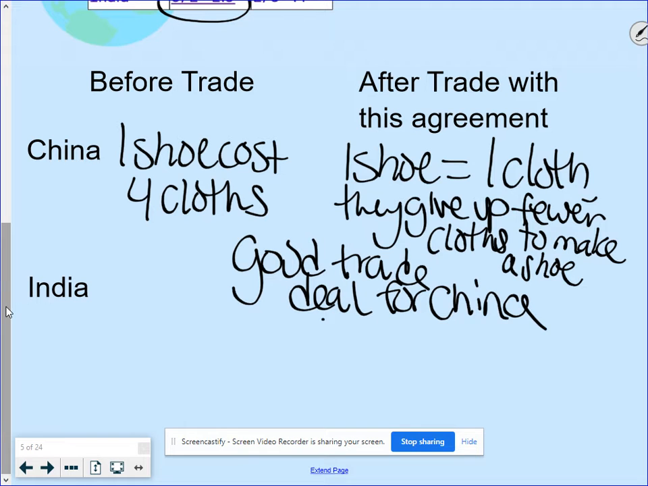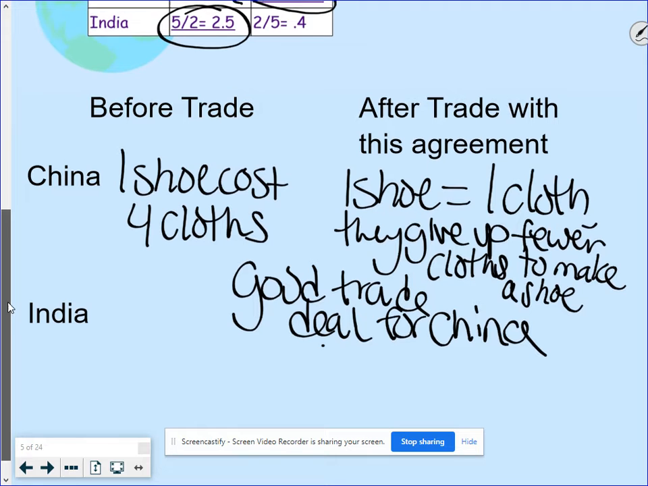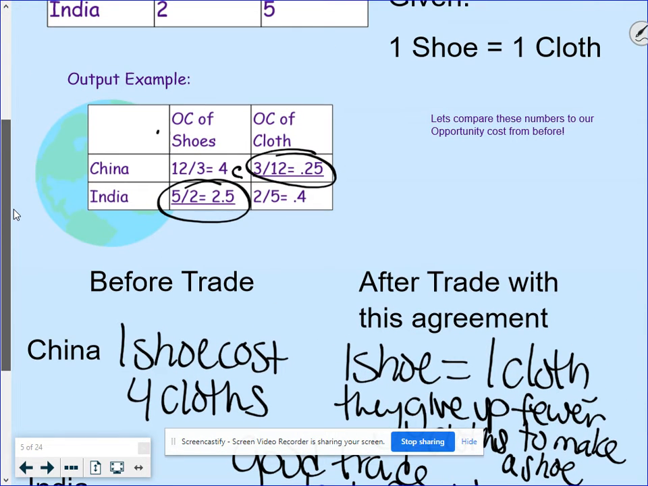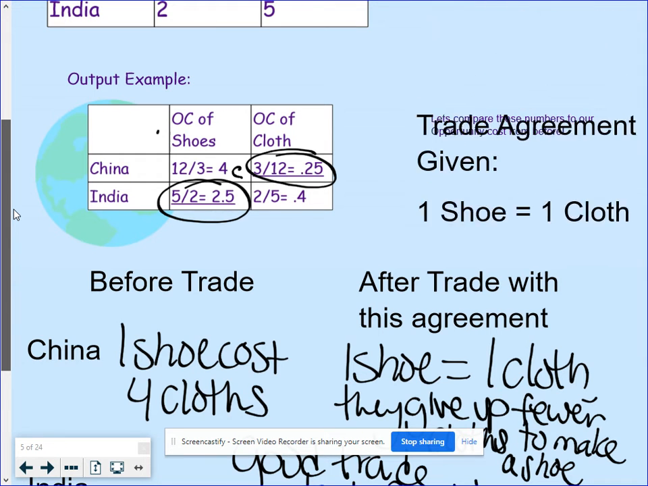Okay, let's see if it's good for India. It's a good trade deal for China. Let me grab my trade agreement right down here.